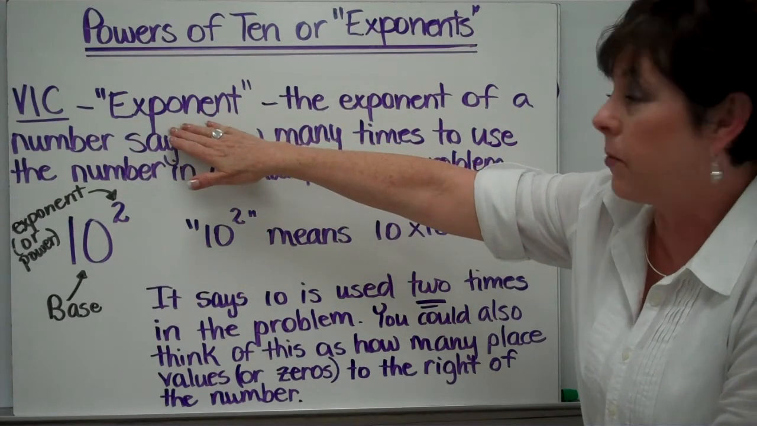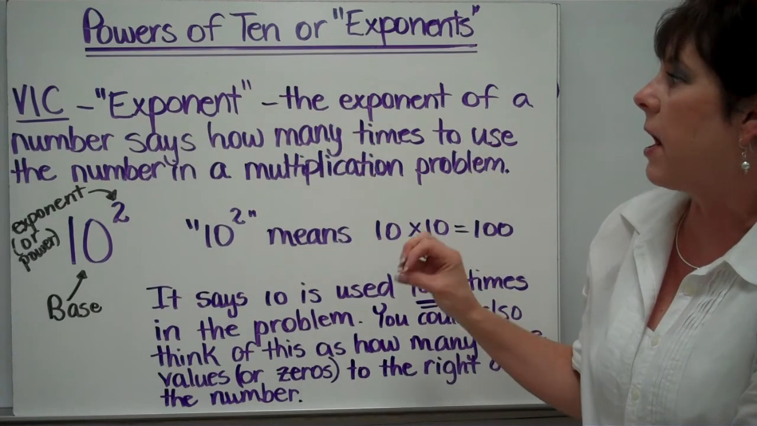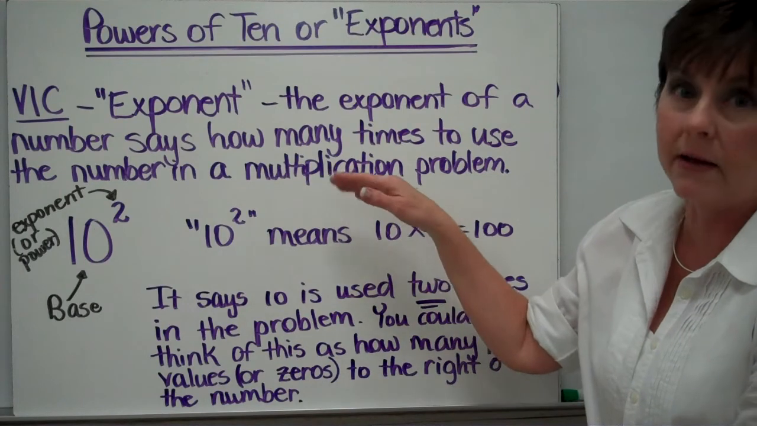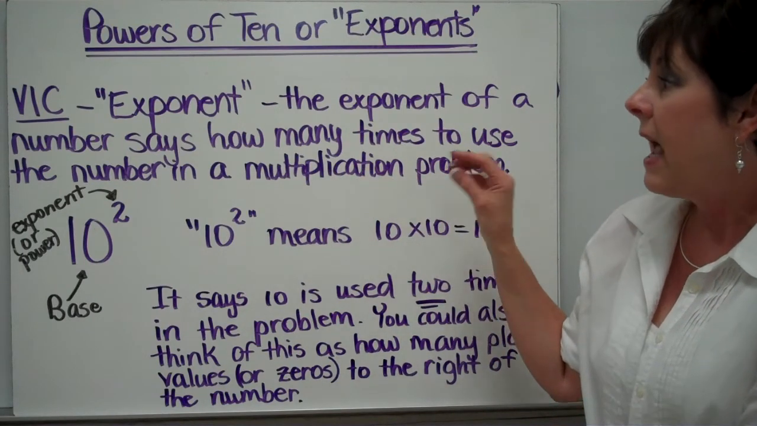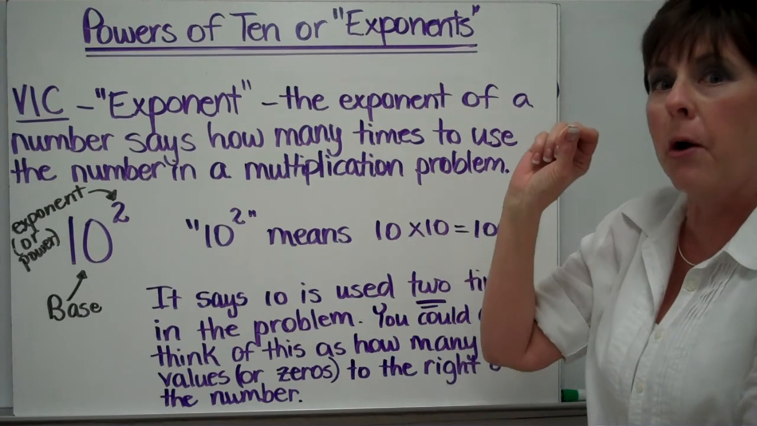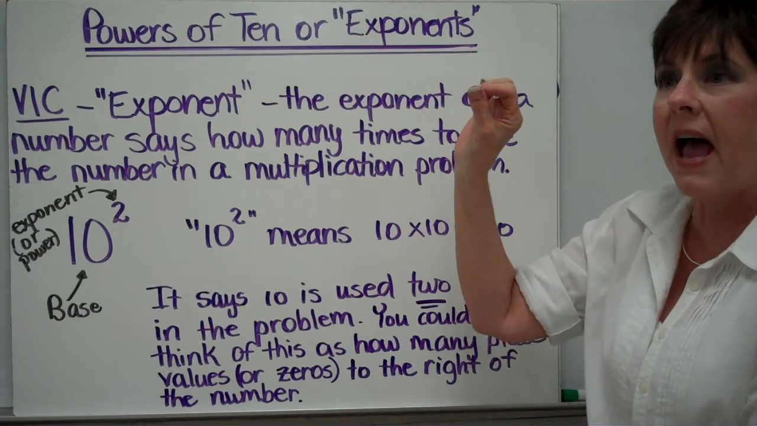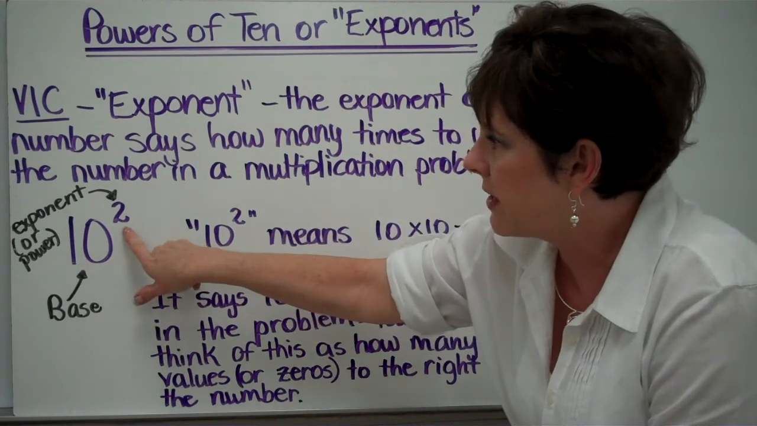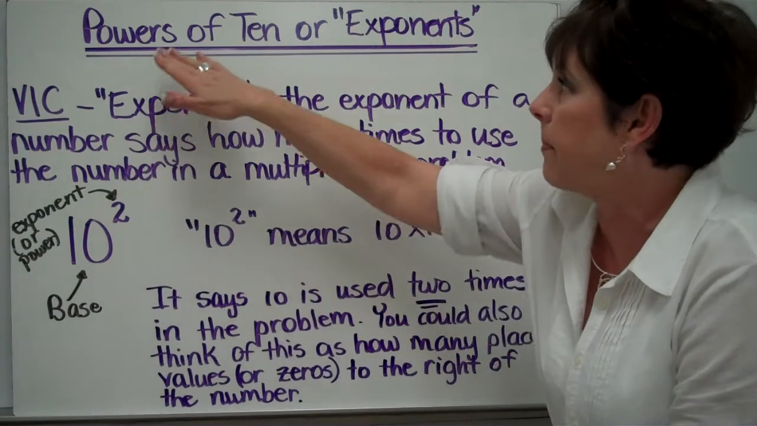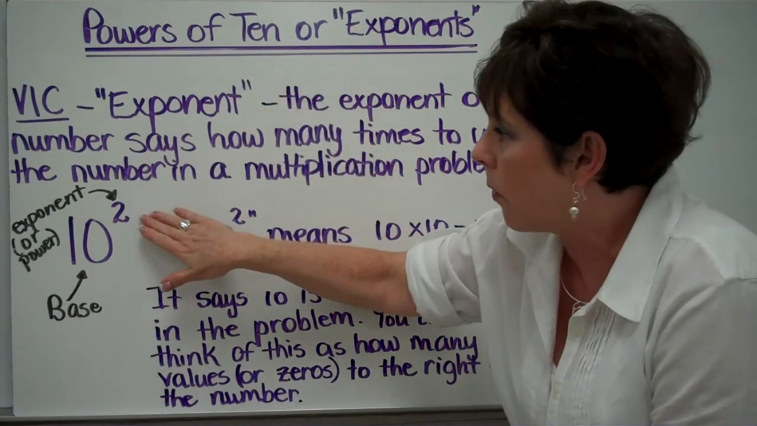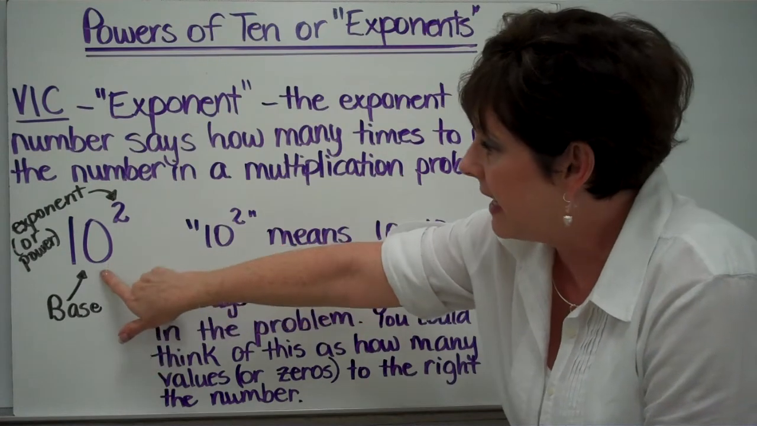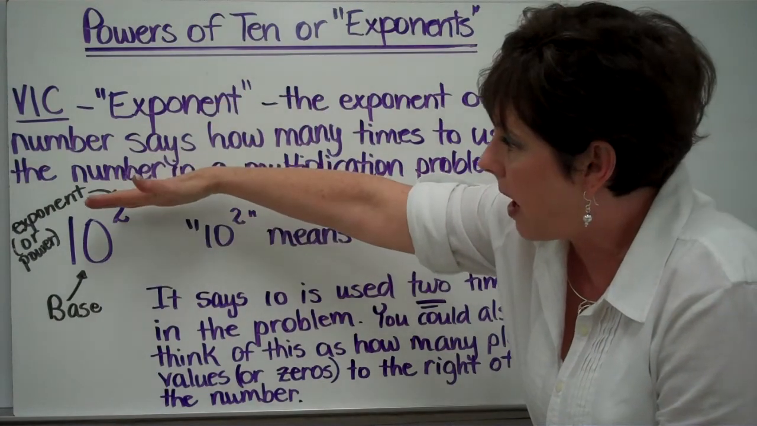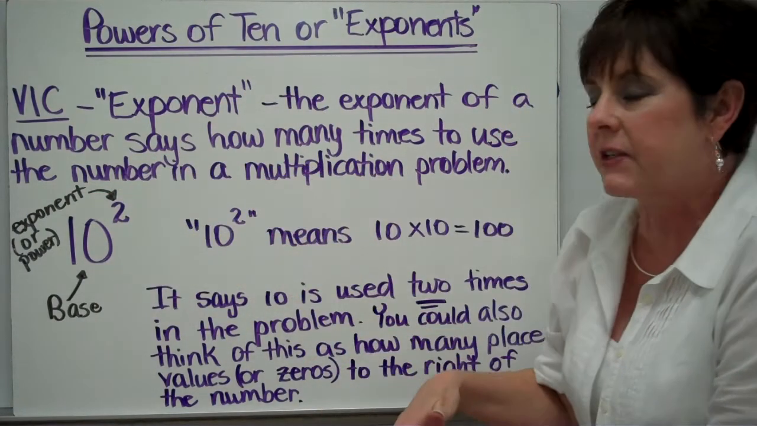What is an exponent? The exponent of a number says how many times to use the number in a multiplication. It could also be a division problem. It's usually a little tiny number that is placed above and to the right of another number. For example, here is the exponent or power. When we say powers of 10, this is the power of 10, and the 10 is the base. The 2, which is the tiny little number written up higher and to the right of it, is the exponent.